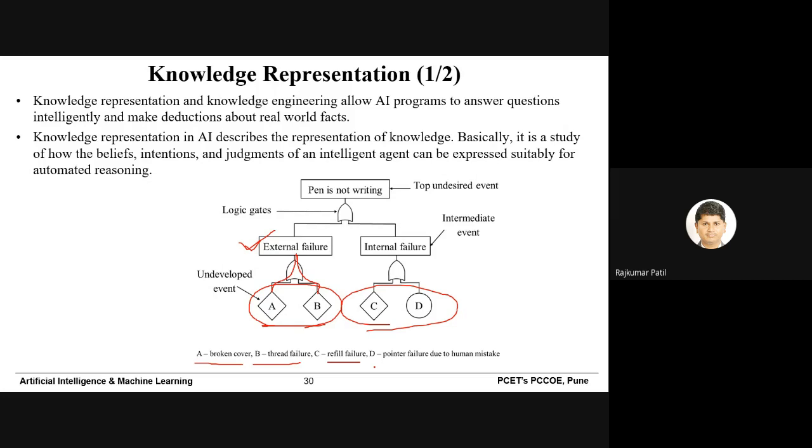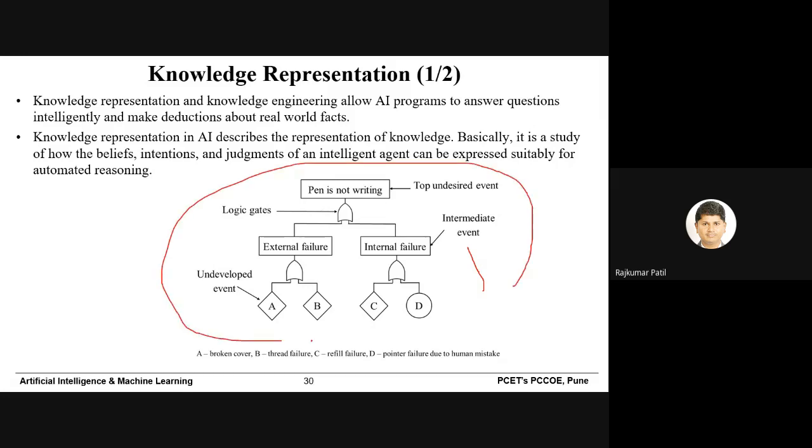Similarly, internal reasons could be refill failure, that is, due to some internal reason, over the period of time when you go on writing, the ink will be empty. So that could be a reason. Or pointer failure due to human mistakes. So while writing, unknowingly you apply some extra force on the tip, and due to that it could fail. So that could be another reason of failure of the pen. So these are some of the reasons because of which you cannot write by using that pen.